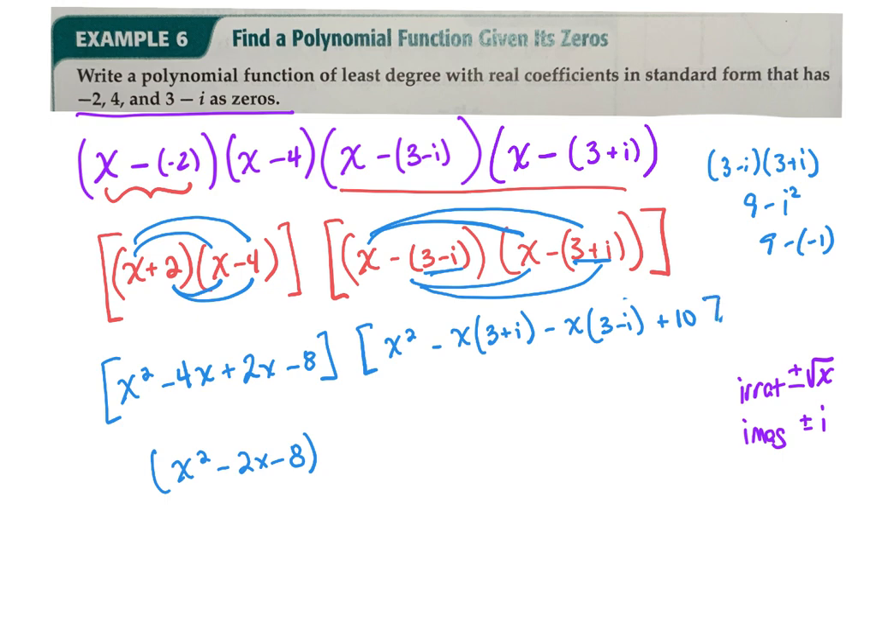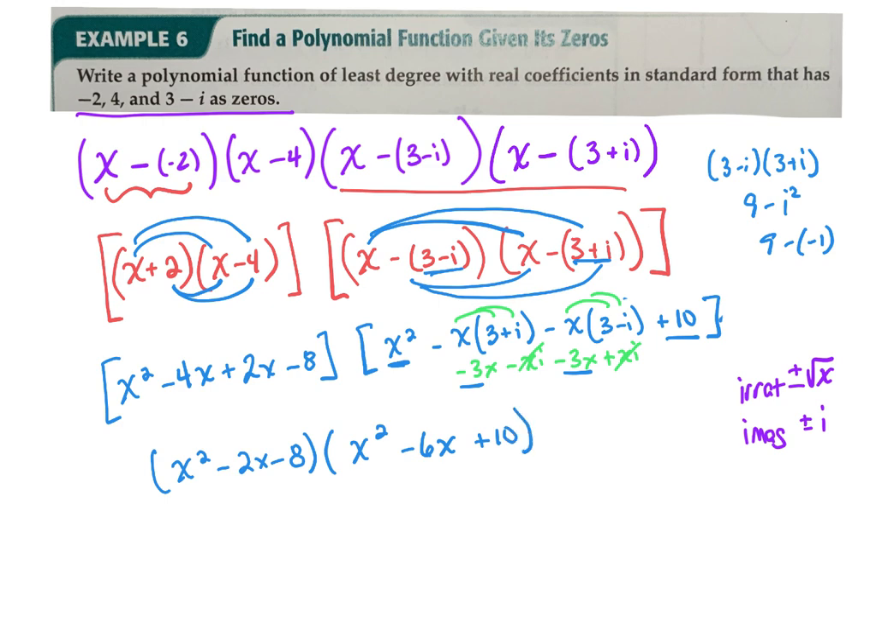Make sense? And then, of course, we can simplify this. So we can simplify this one a little bit. Distribute this guy. We get negative 3x, negative xi. And then again, distribute this. We get negative 3x, positive xi. What happens to that negative xi and positive xi? It cancels out. So that means that this group here is going to be x squared minus 3x, so minus 6x plus 10. All right?